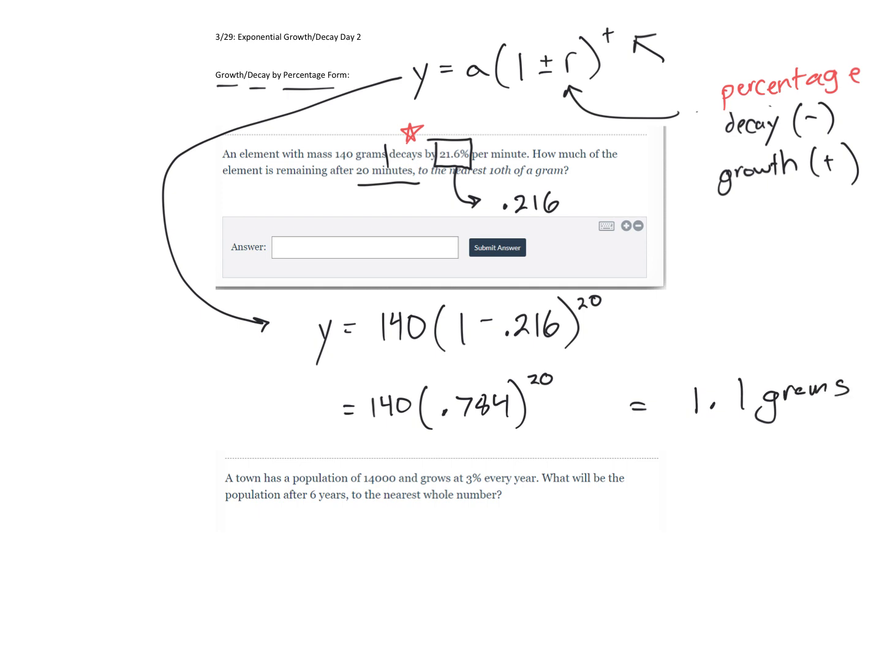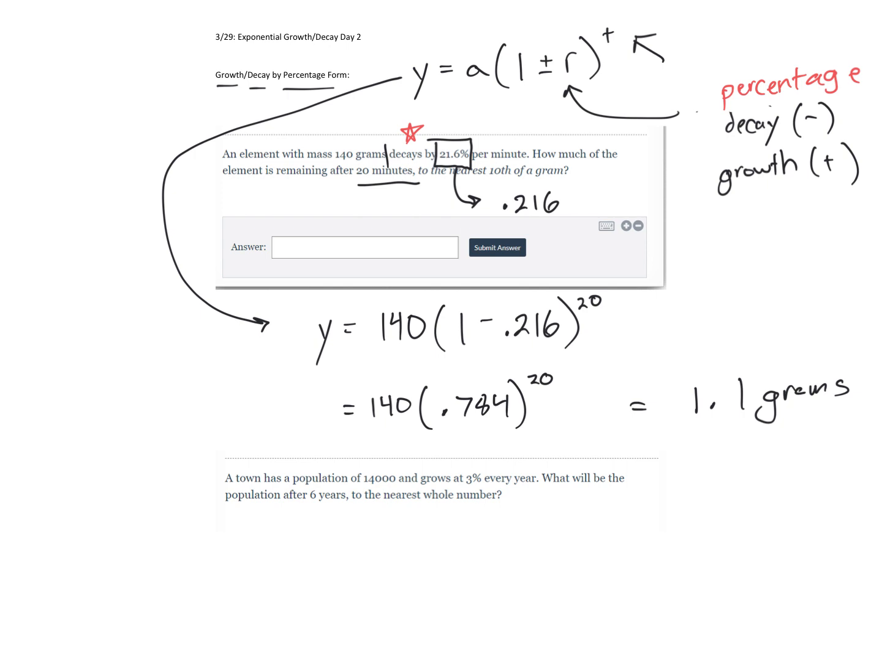So just following the equation's format, there I used it. Notice it was a decay. Notice how the starting amount, 140, I replaced it with the A. And it's all very doable, you know. All right, how about the second part?